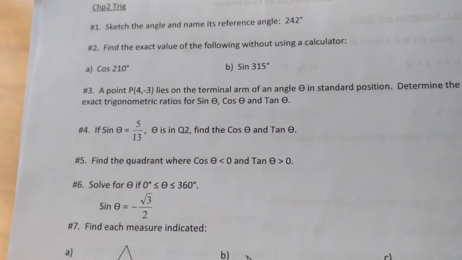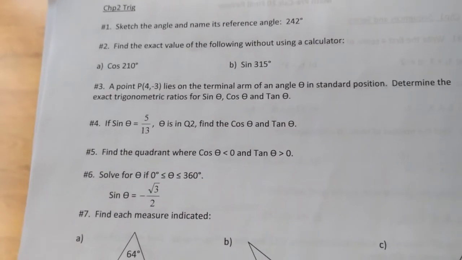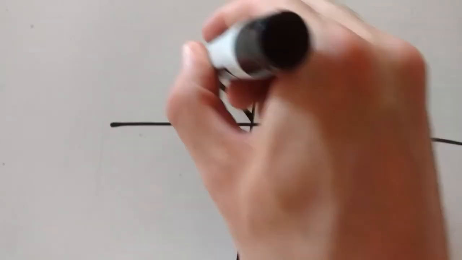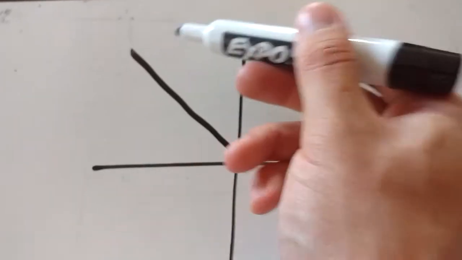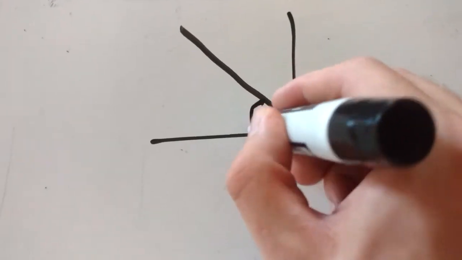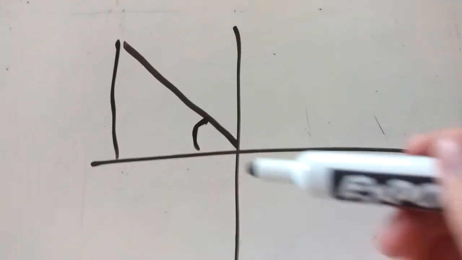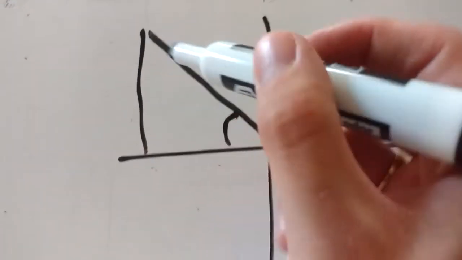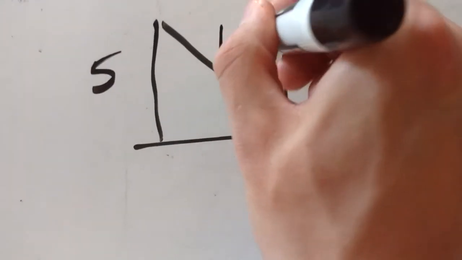So the next one, we're told sine of theta is 5 over 13, and that theta is in quadrant 2. We set up our quadrants once again. We know we have an angle. We'll say it's just right there. It's in quadrant number 2. Sine is going to be 5 over 13. Well, this is our angle right here. Sine is opposite over hypotenuse, so we know this is 5 and this is 13.